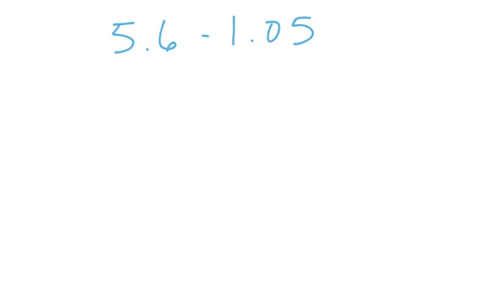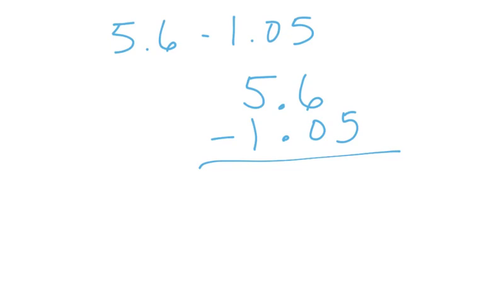Here, since I'm subtracting, I have to put the biggest value on the top. So I'm going to take 5 6/10ths. I'm going to subtract 1 5/100ths from that. You have to write a subtraction problem the way that it's given to you, 5 6/10ths minus 1 5/100ths. You can't switch the numbers around like you can with addition, because that's called the commutative property and only works with addition. You cannot do that with subtraction.